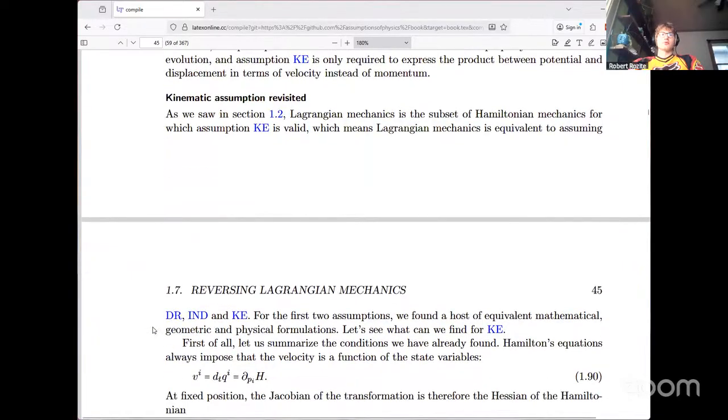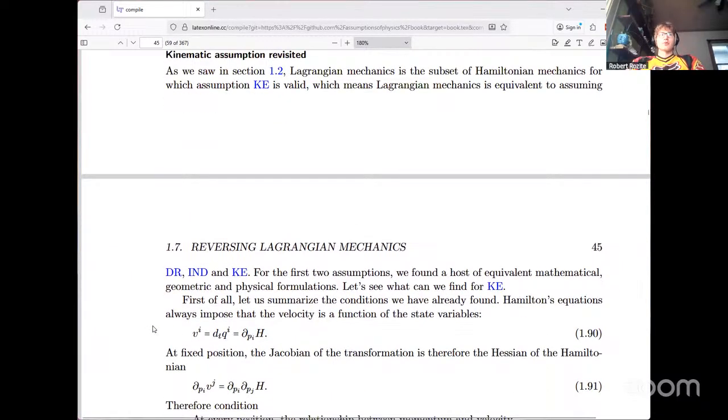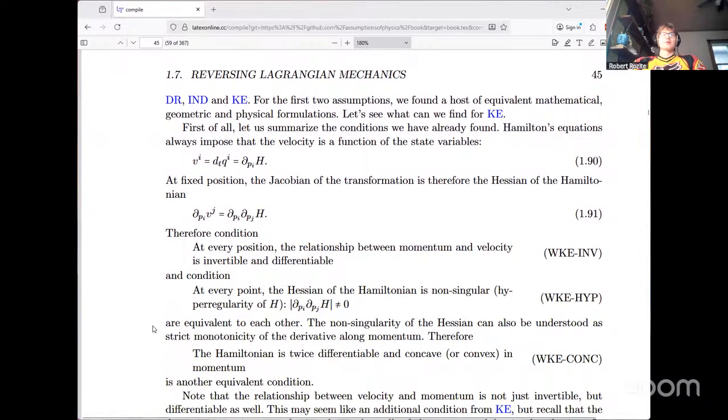Kinematic assumption revisited. As we saw in section 1.2, Lagrangian mechanics is the subset of Hamiltonian mechanics for which the assumption of kinematic equivalence is valid, which means Lagrangian mechanics is equivalent to assuming determinism and reversibility, independent degrees of freedom, and kinematic equivalence. For the first two assumptions, we found a host of equivalent mathematical, geometric, and physical formulations. Let's see what we can find for kinematic equivalence.